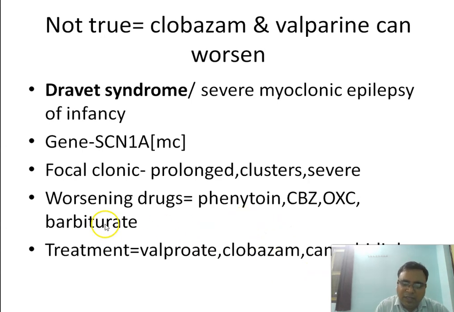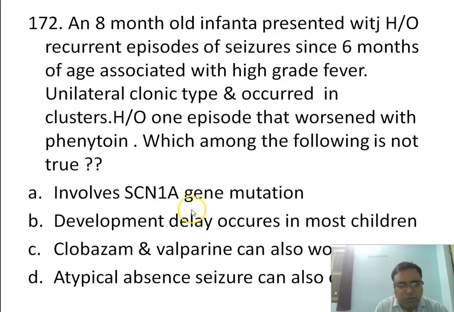So here, among these four options, SCN1A gene, true. Developmental delay is true. Atypical absence, it is true. The not true one is clobazam and valparin. These molecules are rather the treatment, they cannot worsen the condition. So the statement that clobazam and valparin can also worsen is not true. So we have to find out that this is not true.